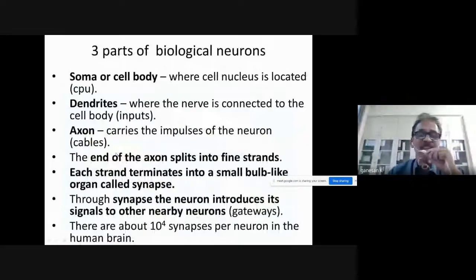Then you have an axon which carries the impulses of the neuron. You see that this is an axon. After processing, I'm going to get an output. The output is going to be passed to the next neuron, right? So in that case, you need a kind of cable which is going to connect, which I call an axon. And then the end of the axon splits into fine strands.